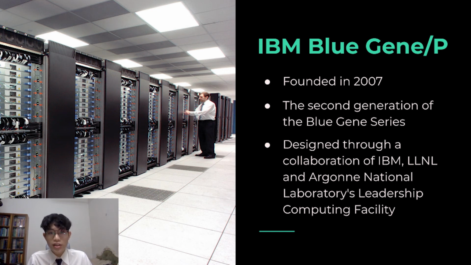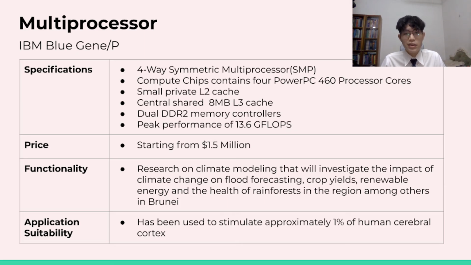Now, the Blue Gene series consists of 3 generations: the Blue Gene L, P, and the latest model, the Blue Gene Q. Its design was made possible through a collaboration of IBM, LLNL, and the Argonne National Laboratory Leadership Computing Facility. Next is the specifications.